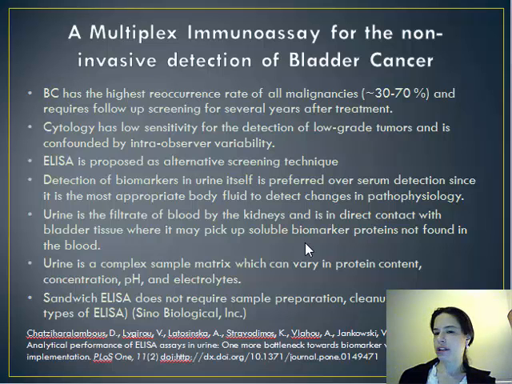So, with this particular paper, why the authors and why I picked this paper as an interesting topic to look at for bladder cancer is that bladder cancer has the highest recurrence rates of all malignancies. So up to even 70% of patients are going to require follow-up screening for quite a few years after treatment. So you're going to need a robust, low-cost, and non-invasive technique for your patients to follow through during their course of treatment and monitoring.